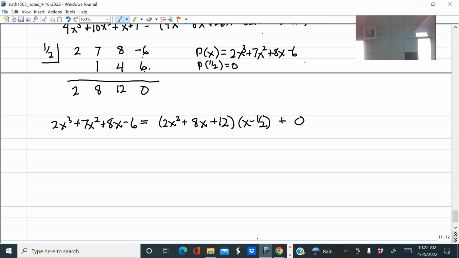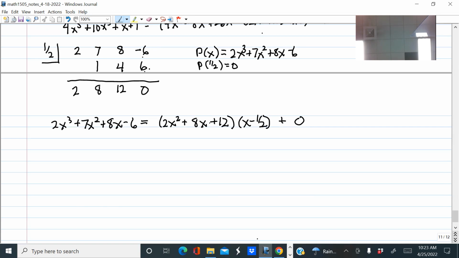So if you graph 2x cubed plus 7x squared plus 8x minus 6, I don't have a graph of that, but if you graph that, it will cross the x-axis at 1/2 and possibly 2 other places, right? Because the degree is 3. So it may have 2 more x-intercepts. And again, as we already said, we can find those if we can factor the 2x squared plus 8x plus 12. All right, let's try factoring that. Maybe we can factor that easily, maybe not. But let's try factoring that.